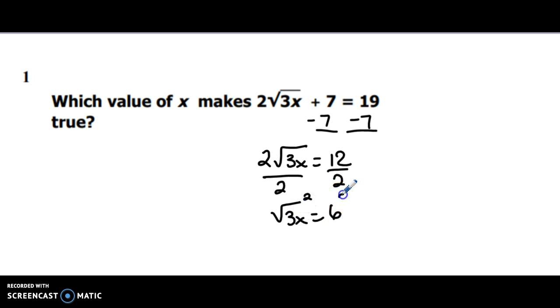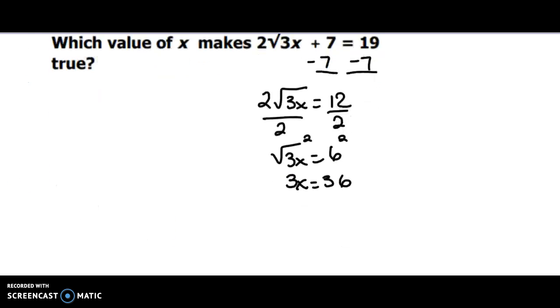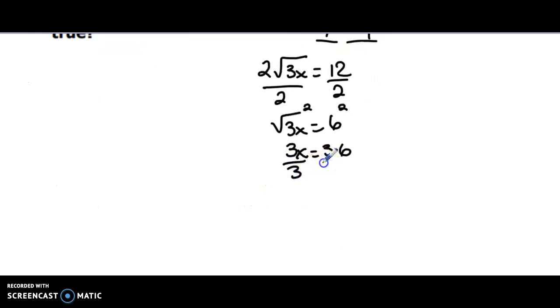We're going to square both sides. That gives us 3x is equal to 36. Then we're going to divide by 3. So x is equal to 12.